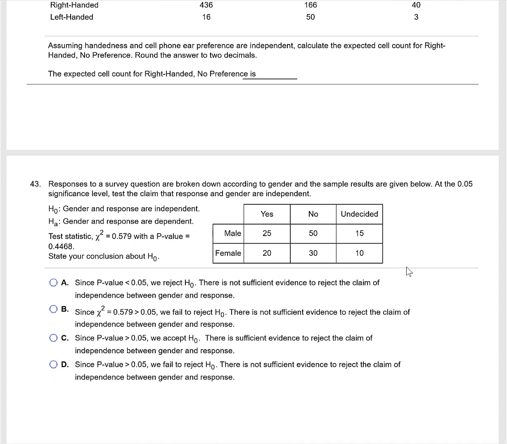Responses to a survey are broken down according to gender. The sample results are shown below. At 0.05, test the claim that the response and gender are independent. They gave me the chi-square statistic here and the p-value here. And what are we going to do? We're going to use a p-value, an alpha level of 0.05. We've got a p-value that's not less than 0.05. So our chi-square is greater than 0.05. And so the correct answer here is we're going to fail to reject, which is answer B.